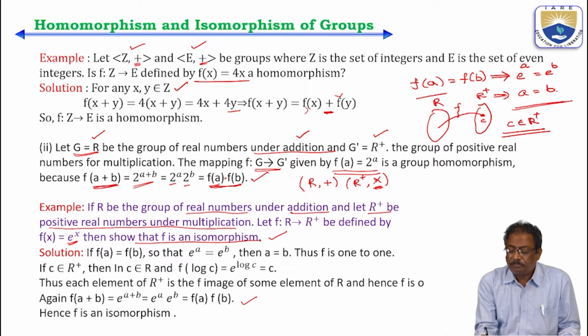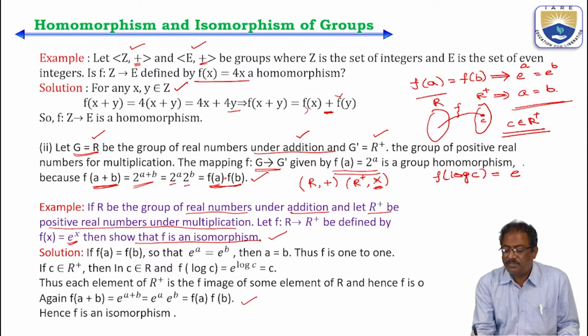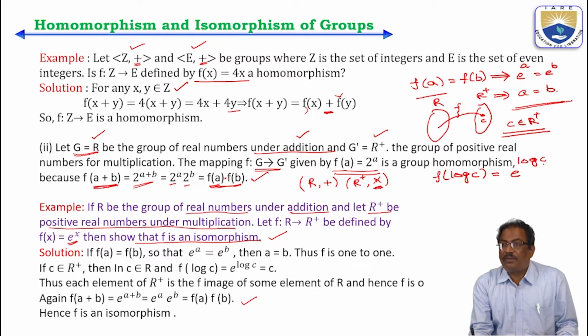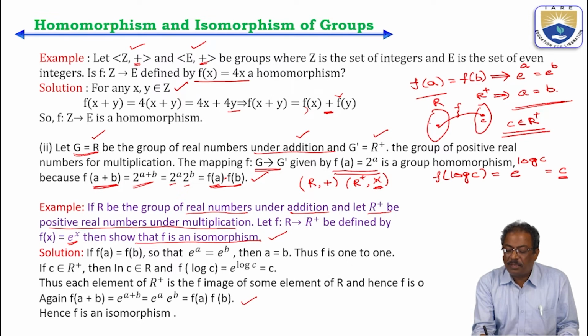Here, consider f of logarithm of c. What is f of logarithm of c? f of x is e power x. So it is nothing but e power log c, with the logarithm to the base e only. So e power log c is equal to c. So c has a pre-image, the logarithm of c.